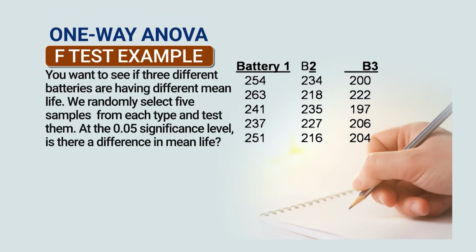Now we will go through an example. We will show you how to calculate the total sum of squares, how to calculate between groups and within groups sum of squares, degrees of freedom, make the ANOVA table, and carry out the F test. So we continue with the same example, 3 brands, 5 samples for each brand, 15 data points, and so on.